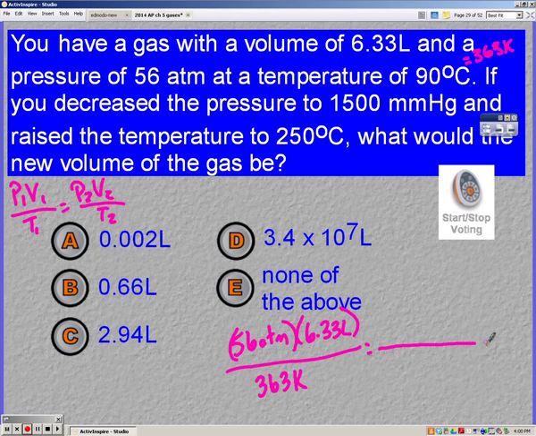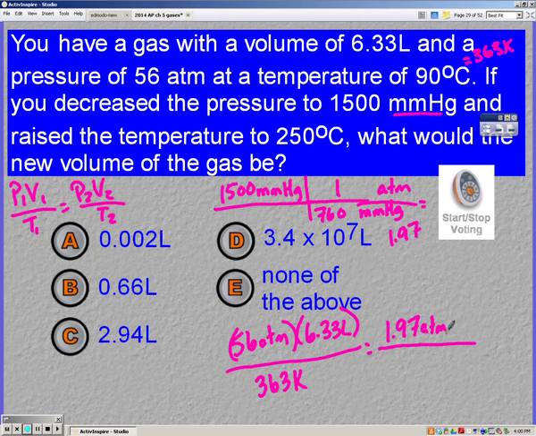My next pressure is 1500 millimeters of mercury, but that's not going to cancel out with atm, so I'm going to have to convert that. Doing so, I get 1.97 atm. I'm looking for my volume, and my temperature is in Celsius, so again I have to convert that to Kelvin, giving me 523. Cross multiply, and I get 259.3 liters, which is not on there, and so I'm going to choose none of the above.